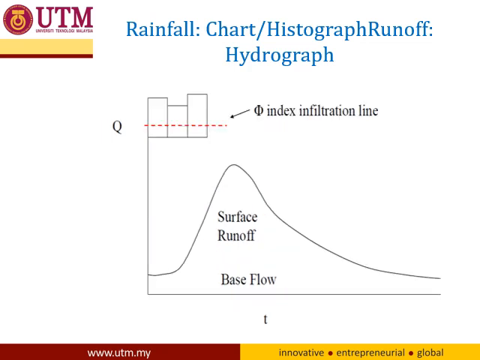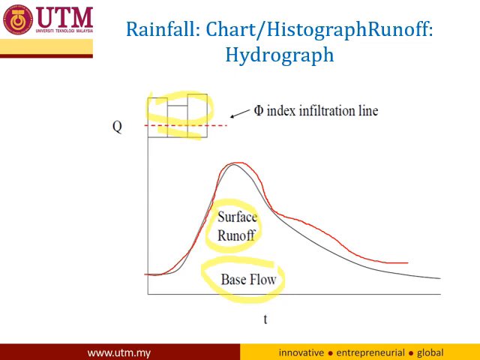Okay, so for the phi index, if there is the phi index line, we know that above the line is the runoff, the surface runoff, the rainfall that contributes to the surface runoff, and beneath the line is the infiltration. Okay, but for hydrograph, the question is, how do we separate the surface runoff and base flow? Because if we get the data, we will only see this kind of shape. So we need to try and separate what are the surface runoff and the base flow.